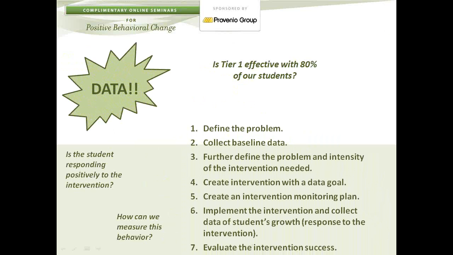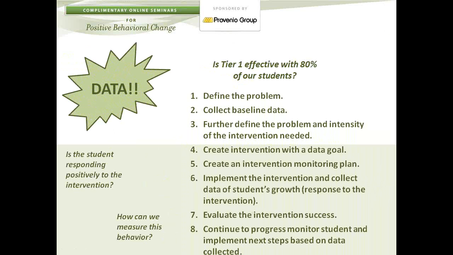Yes, and you can see at the top that we're still asking ourselves the question, is Tier 1 effective with 80% of our students? And the reason, again, for that is so that we're not trying to use up all our resources in trying to impact half of our student body, when really if we did something for the whole student body, that would probably impact the half that needs the support. And we're not wasting that individualized data. We're also asking ourselves, is the student responding positively to the intervention? And before we even start, how can we actually measure this intervention?